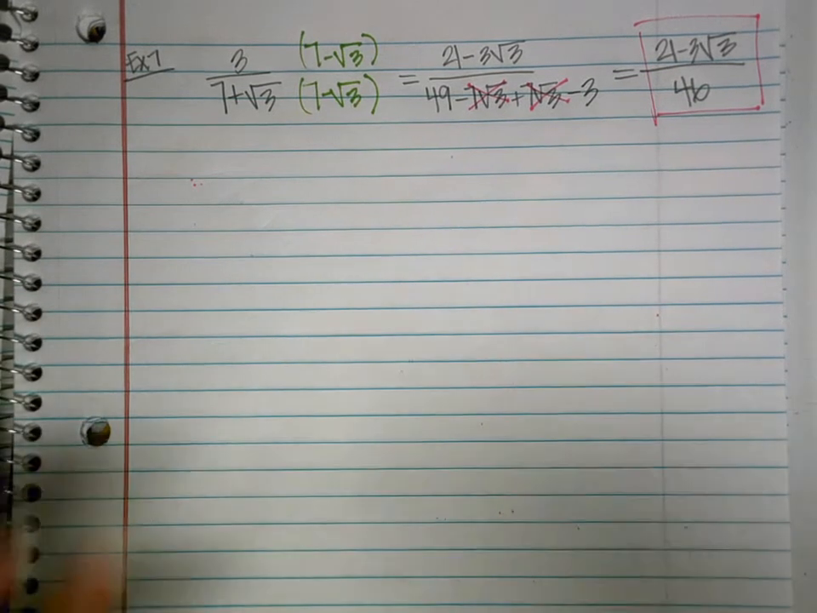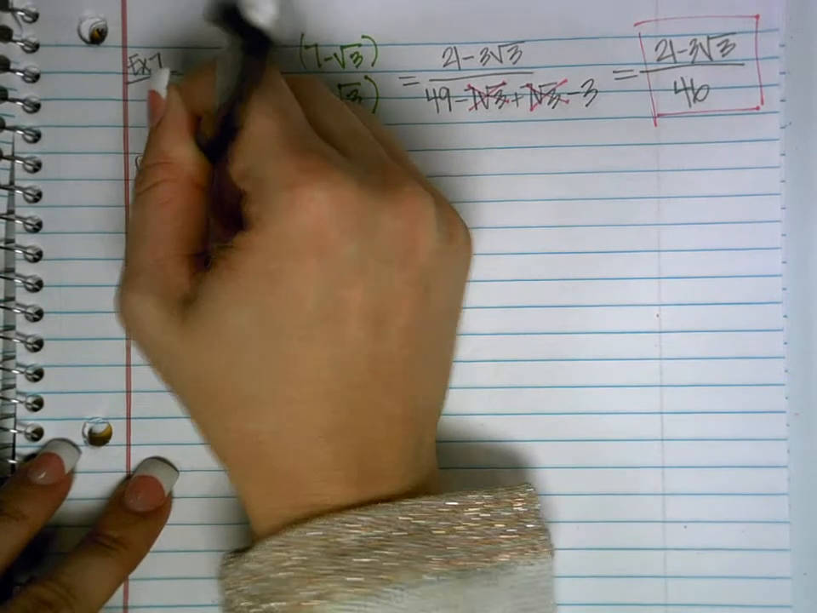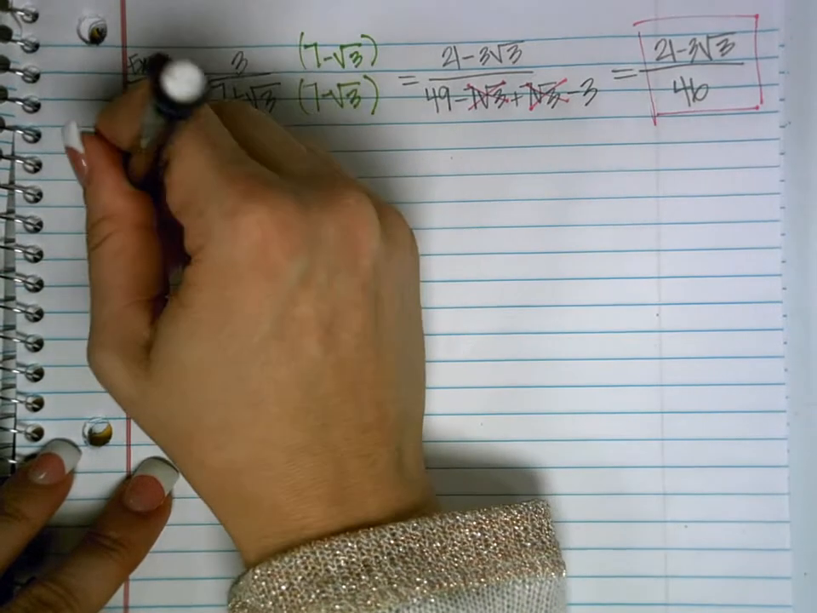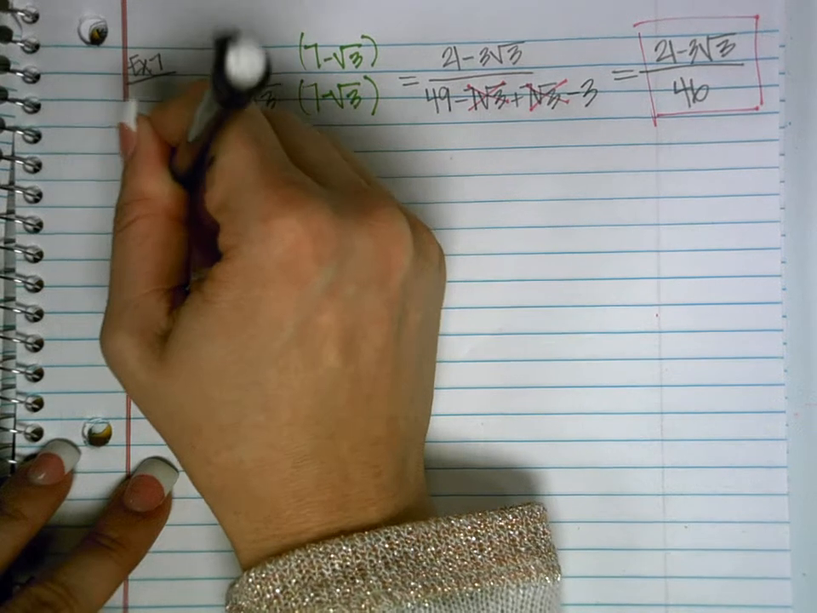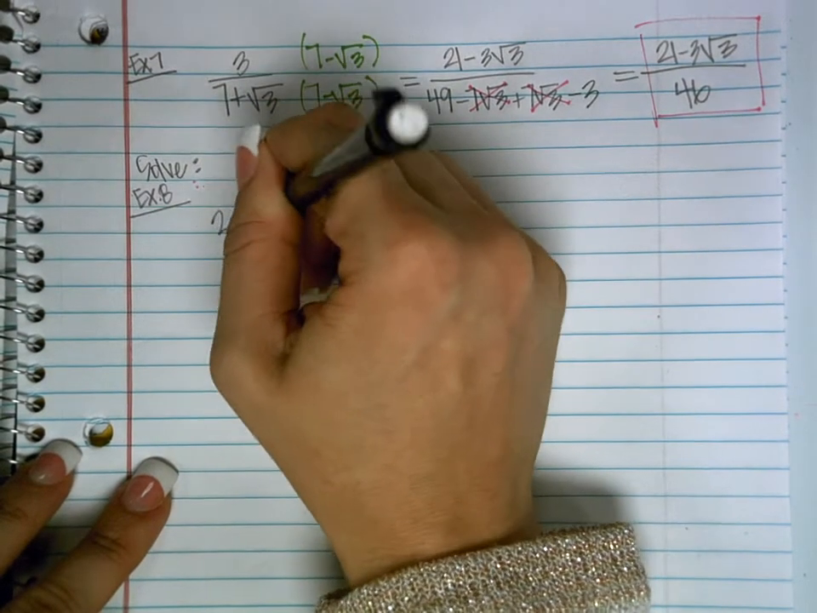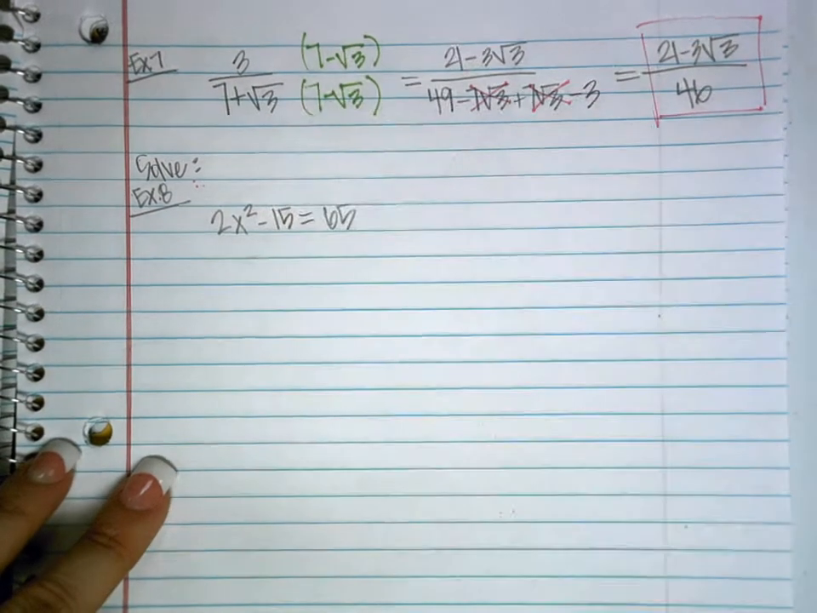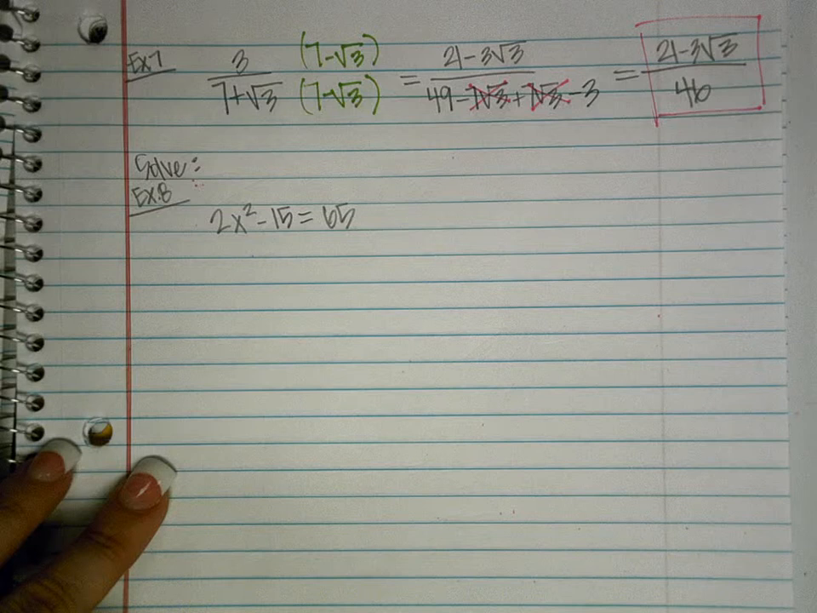Okay, next thing we're going to do is move on to solve. Solve actually means we're going to get an answer for x. So for number 8, I would like you to solve 2x squared minus 15 equals 65.